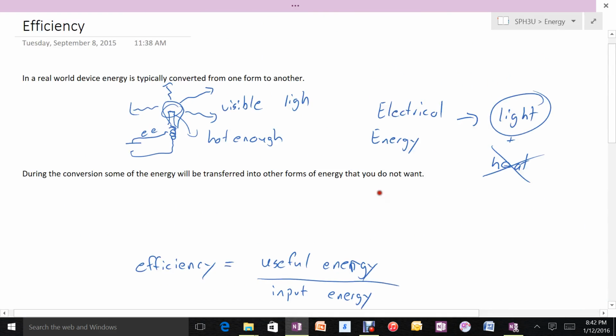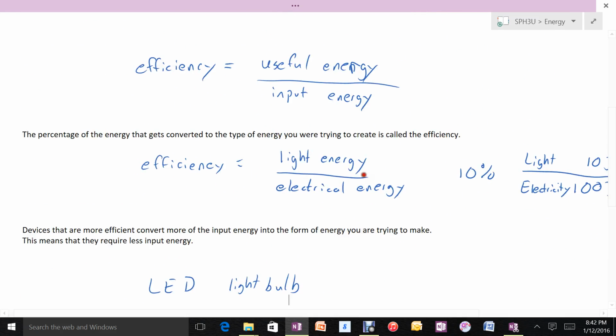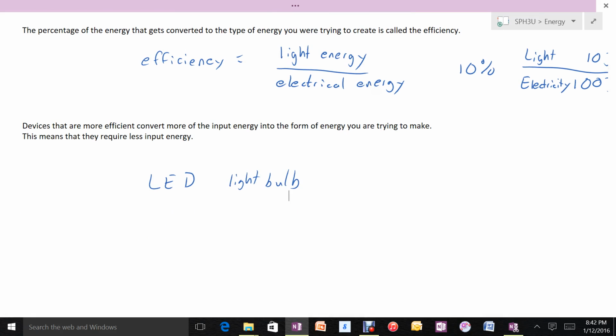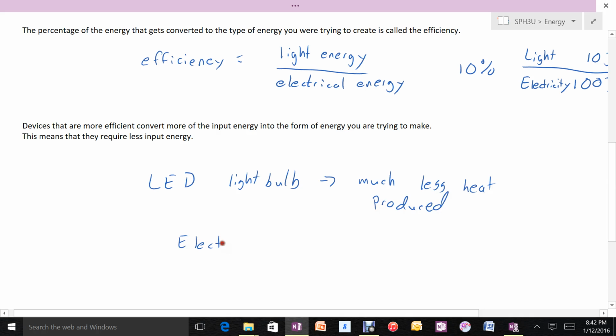Because an LED light bulb does not use the filament and incandescent method, it uses a different method to convert electrical energy into light energy. It never needs to heat up to the same temperature that an incandescent light bulb would need to heat up to. What that means is that an LED light bulb does not produce anywhere near as much heat. And so more of the electrical energy goes straight into becoming light energy.